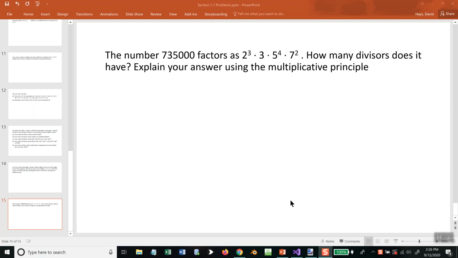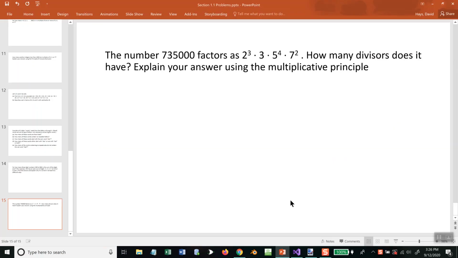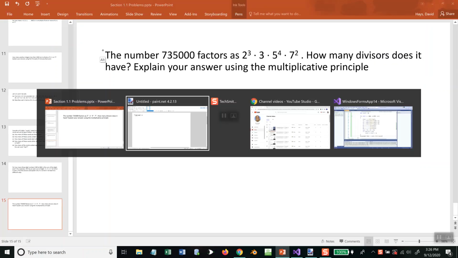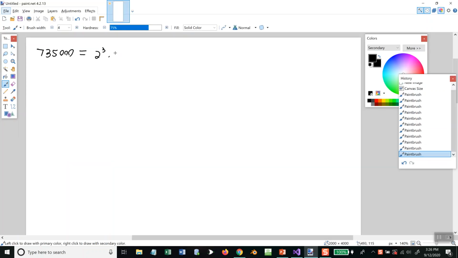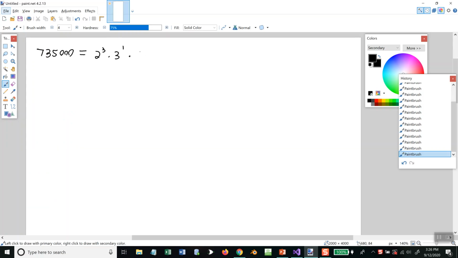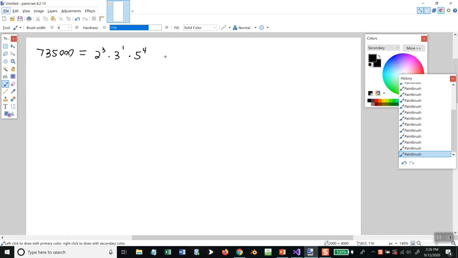Let's take a look at this problem. Okay, the number 735,000 equals 2 to the third times 3. I'm going to put 3 as 3 to the first, times 5 to the fourth, times 7 squared.